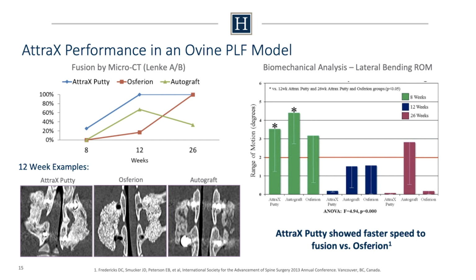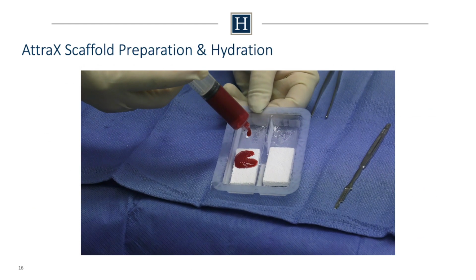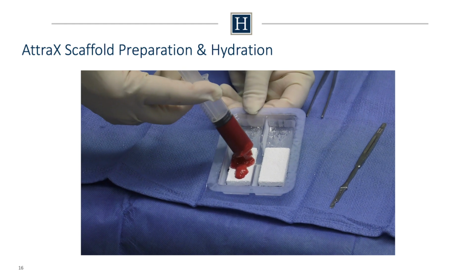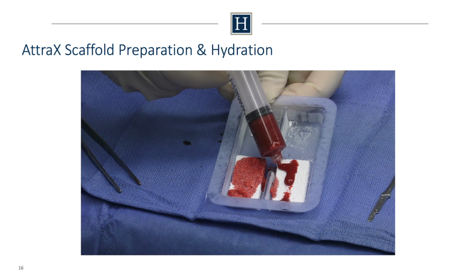On the bottom left, we can see the trabeculated fusion mass with Attrax, while there are unincorporated grafts with the traditional ceramic scaffold and an incomplete fusion with autograft. Here we can see Attrax Scaffold being hydrated. Attrax Scaffold has a collagen matrix that uniformly suspends the ceramic granules, and it is highly absorbent of physiologic fluids.